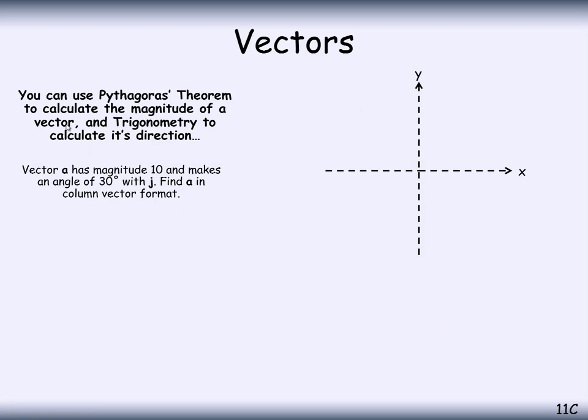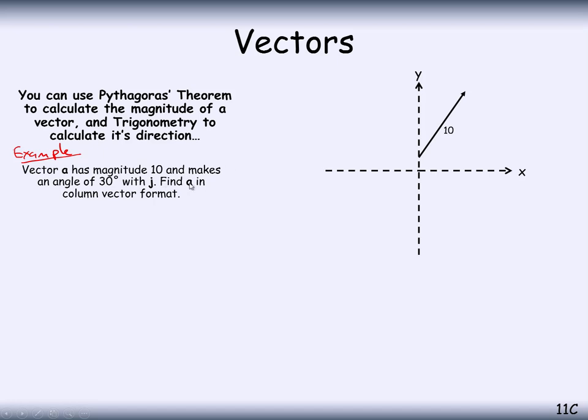Got another example here. Let's change this to pen. There we go. So there's our example. Vector a has magnitude 10, makes an angle of 30 degrees with j. Find a in the column vector format. So it makes an angle of 30 degrees with j. So it makes a 30 degree angle with the y-axis. So if I draw it, that's my vector a. That's the size of it, is 10.